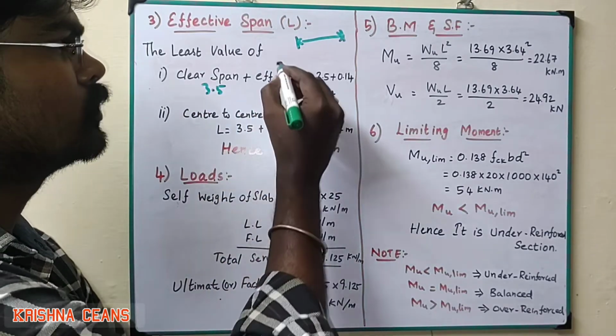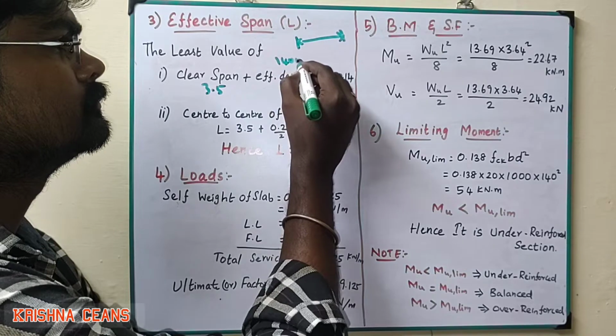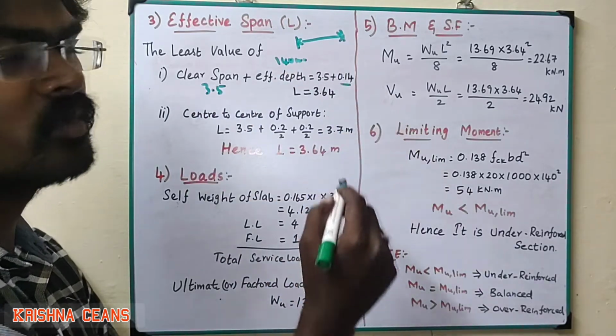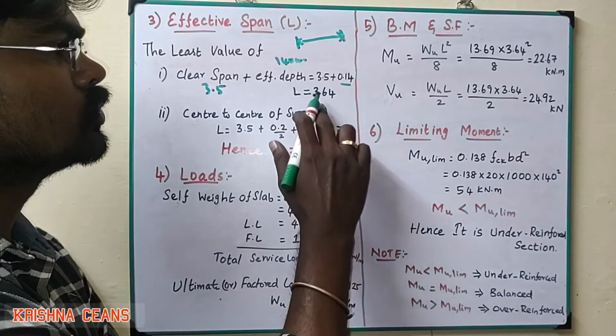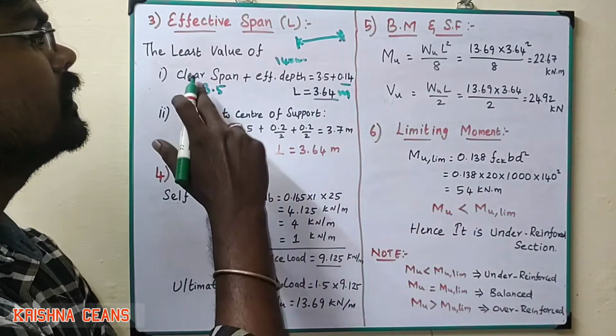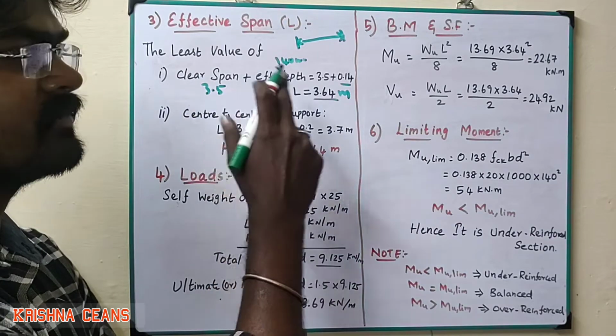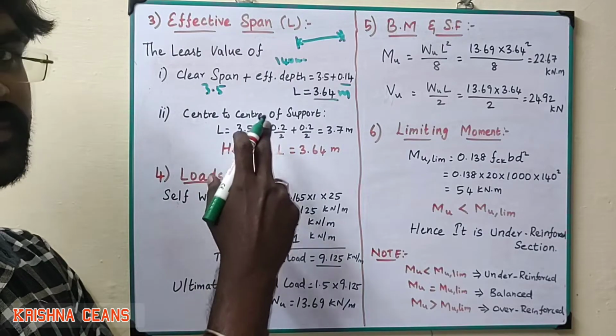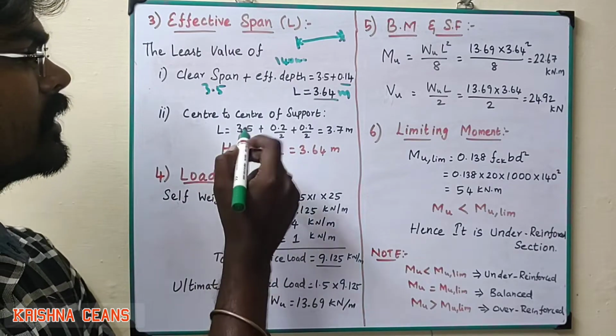Effective span we found it as 140 mm. So 3.5 plus 0.14, we convert in terms of meter. So 3.64 meter for the first condition, clear span plus effective depth. For the second condition, center to center of support, 3.5.